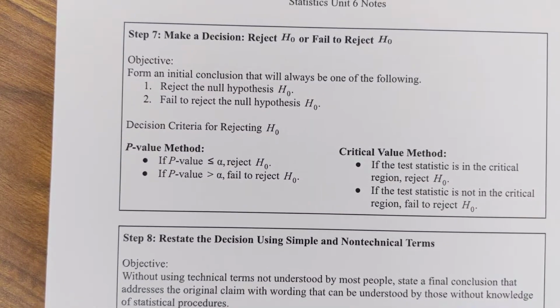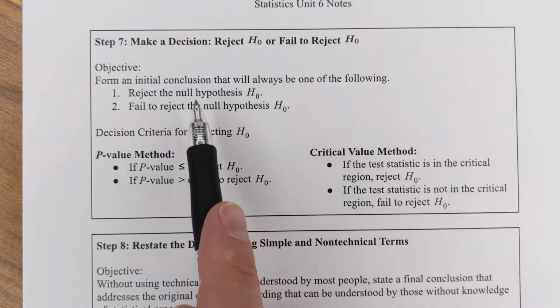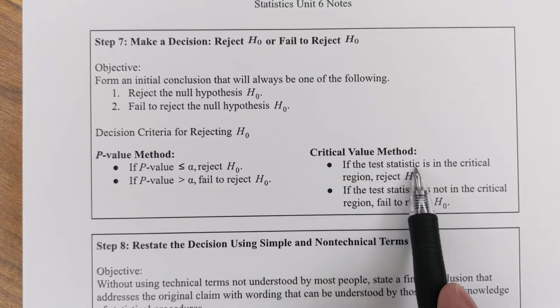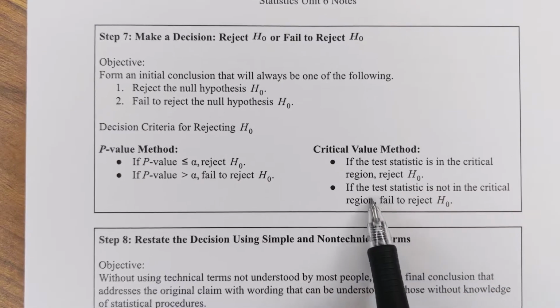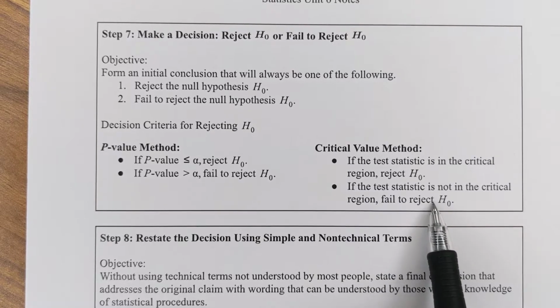All right. Whew, a lot. Step 7, make a decision. So reject the null hypothesis, or fail to reject. So for the critical value method, if the test statistic is in the critical region, reject H0. If the test statistic is not in the critical region, fail to reject H0, which is not the same thing as saying that H0 is true.